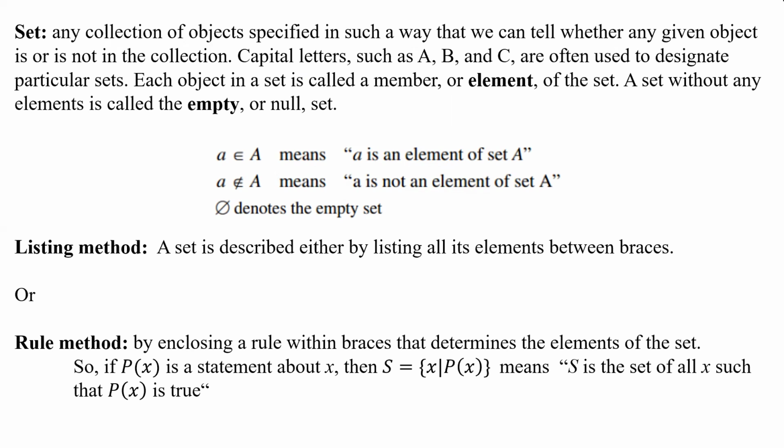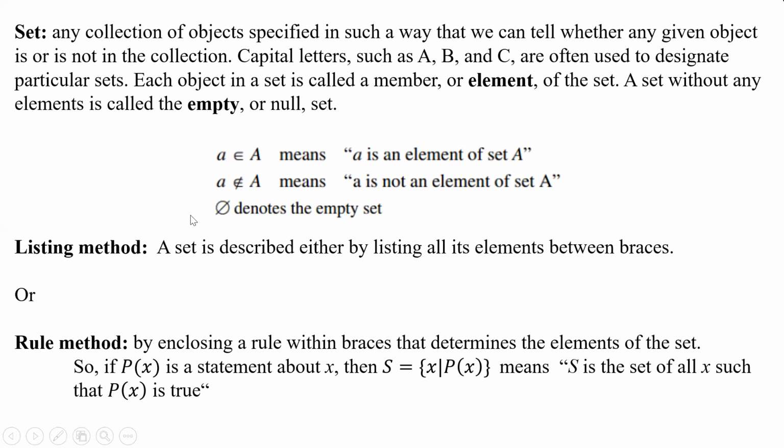Now, each object in a set is called a member or an element of the set, and a set without any elements is called the empty set or the null set. So we have some notation here, and this says that little a is an element of big A, the set A. Here, little a is not an element of the set A. And then the empty set is denoted by a circle with a line through it.